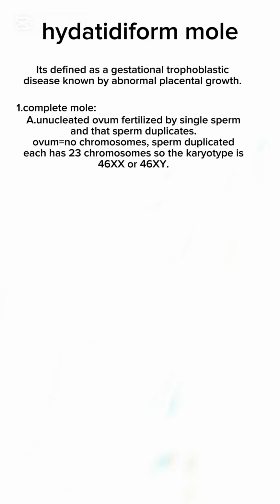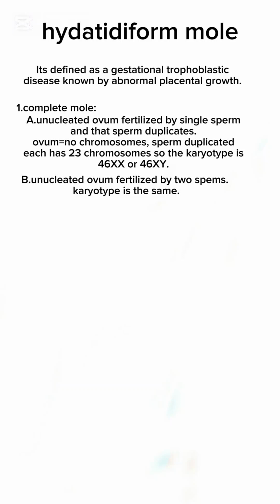The second form of complete mole is an unnucleated ovum fertilized by two sperm. There's an unnucleated ovum which has zero chromosomes plus two sperms. Each sperm has 23 chromosomes, so there are 46 chromosomes. So the karyotype of a complete mole is either 46XX or 46XY.